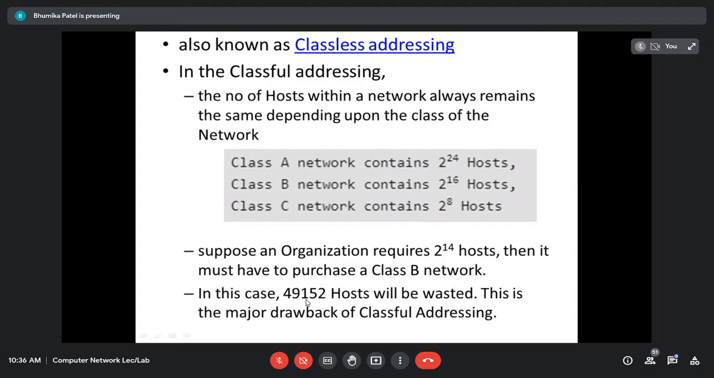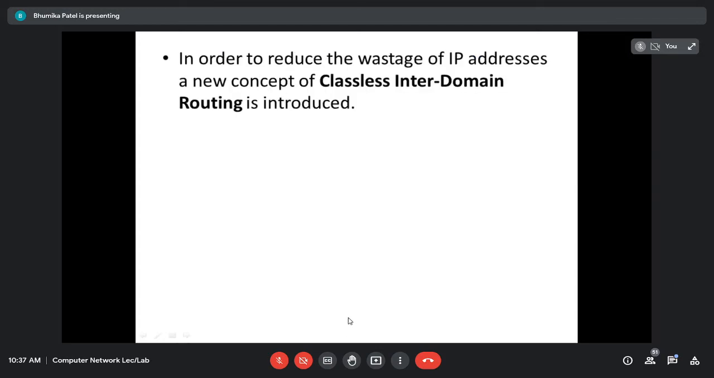In order to overcome this problem, we have classless inter-domain routing, because there was very much wastage of IP addresses and we had to reduce that. For that, we have this concept, classless inter-domain routing. Classful addressing was used up to the 1970s, I think, and after that classless, that is CIDR, came up, where the wastage of IP addresses is very, very less as compared to classful addressing.